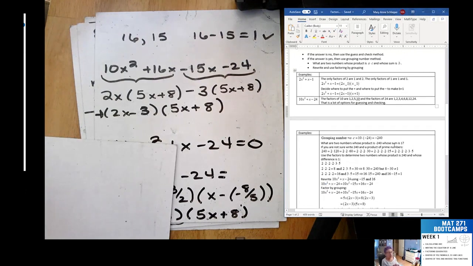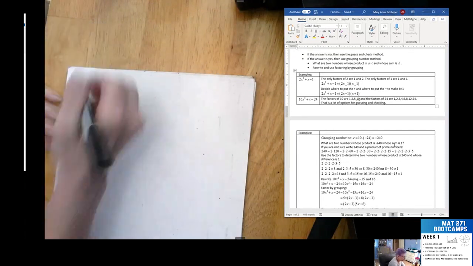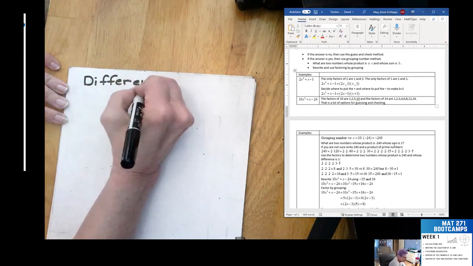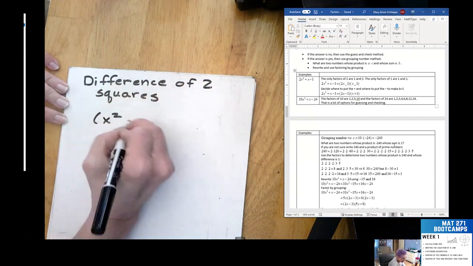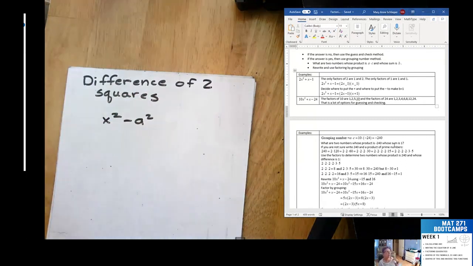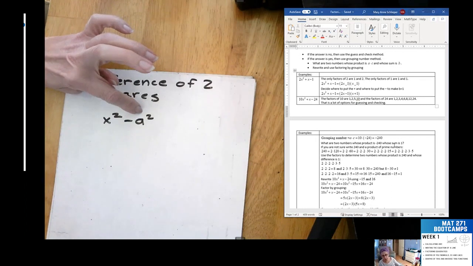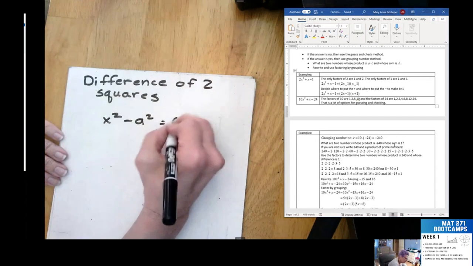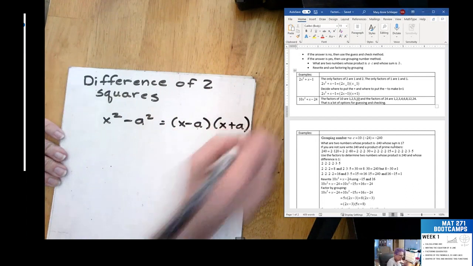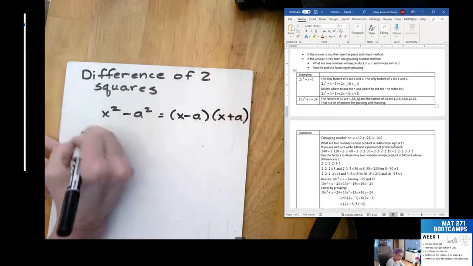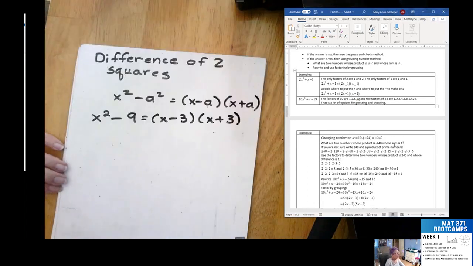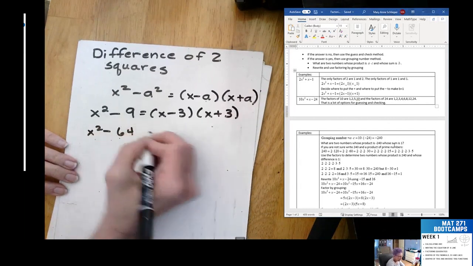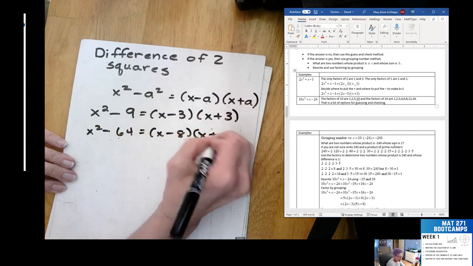Now let's talk about a couple of special things that you should memorize for factoring. A difference of 2 squares. X squared minus a squared. So you could really think of this as one of those easy ones that we started with. I'd need 2 numbers whose product is equal to a squared, whose sum is equal to 0. Plus a, minus a. So x squared minus 9, x minus 3, x plus 3. X squared minus 64, x minus 8, x plus 8.